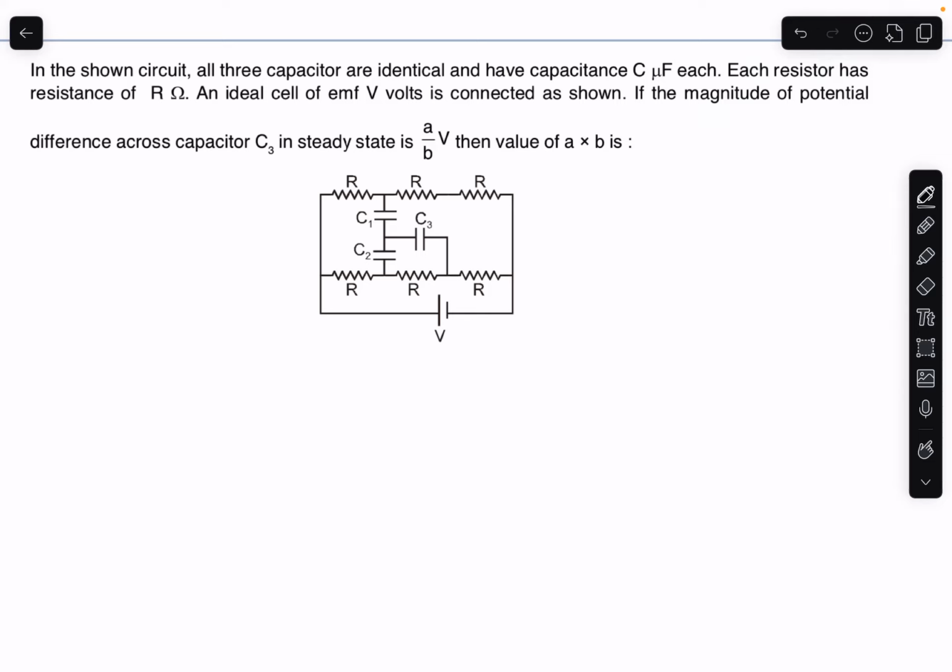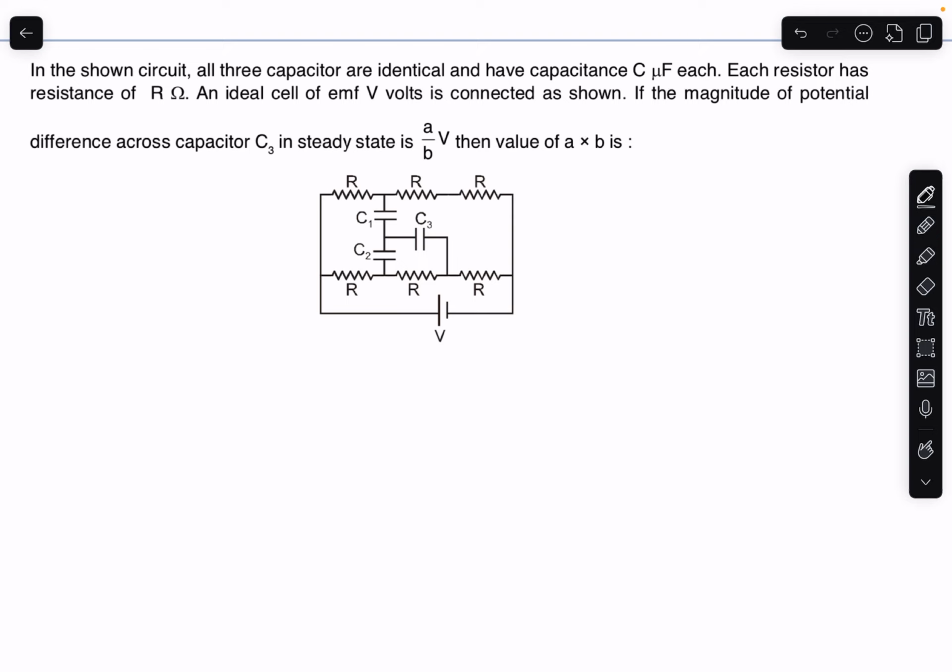Hello everyone. This is a problem from the chapter current electricity. There are some resistances and some capacitors connected across a battery of EMF V. So let's read through the problem once.